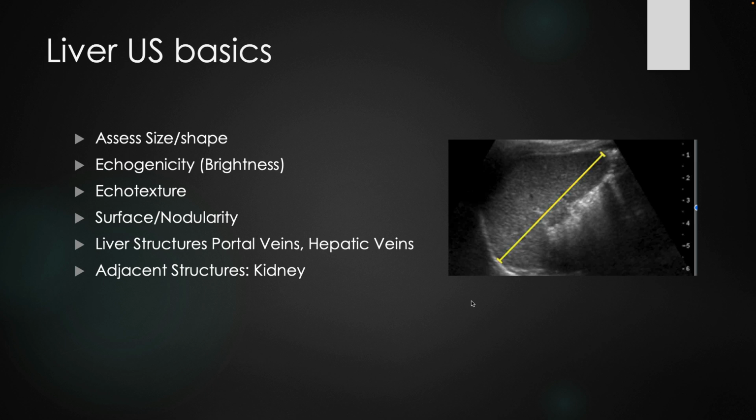So talking about liver ultrasound basics. Ultrasound is the first line non-invasive modality to assess for fatty liver. A limitation being it's difficult to differentiate between the stages of fatty liver or assess the fibrosis level of the liver. When you're doing the liver ultrasound, you want to assess for size and shape, echogenicity or the brightness of the liver, echo texture, the surface or nodularity, the liver structures like the portal vein and the hepatic veins, and adjacent structures being the kidney.